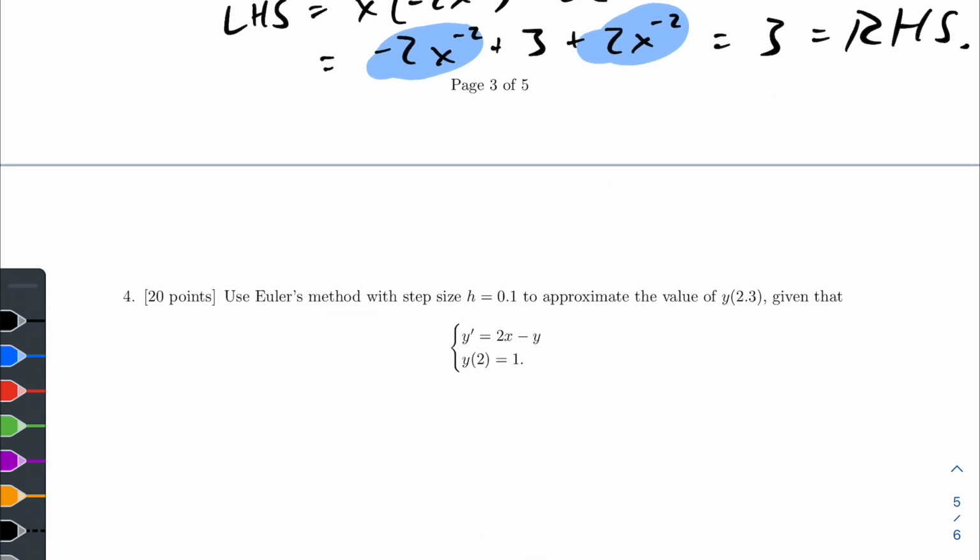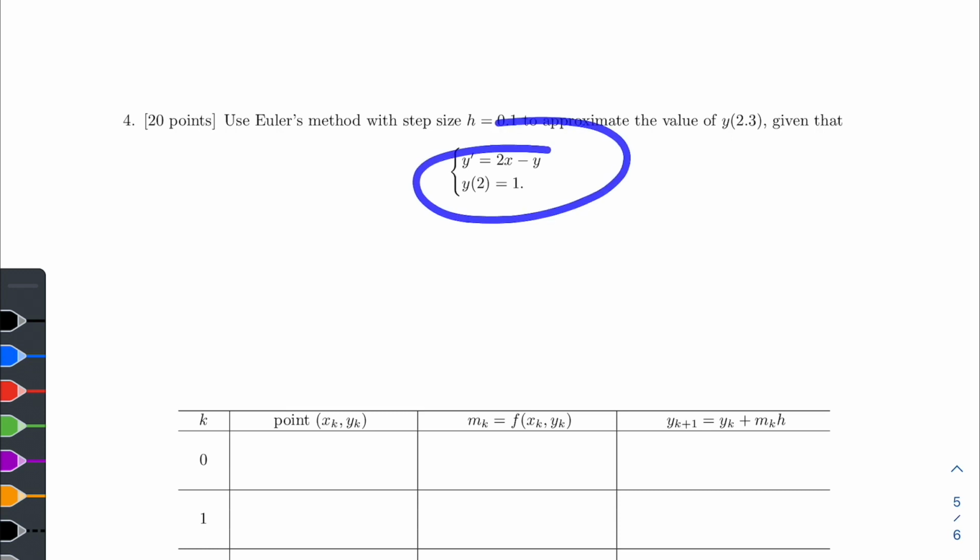Use Euler's method with step size h equals 0.1 to approximate the value of y of 2.3, given this information: y prime equals 2x minus y, and y of 2 is equal to 1.